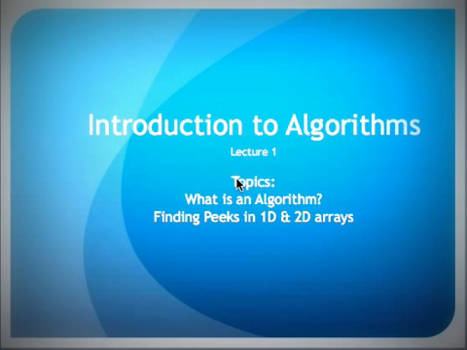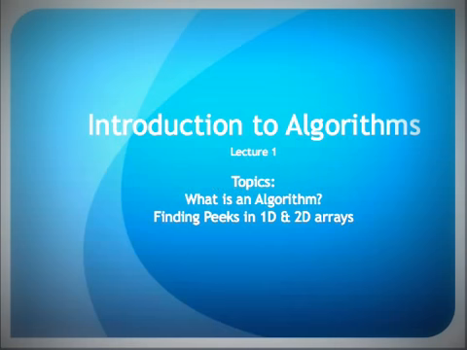So this is lecture 1. I'll be quickly explaining the general idea of what an algorithm is, because I feel like not many people may understand what it is and may think that it's just too high level of a concept, which it is not. And towards the end, probably the bulk of this lecture will be on finding the peaks in a 1D and 2D array.